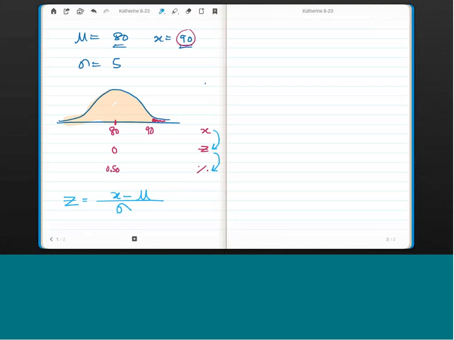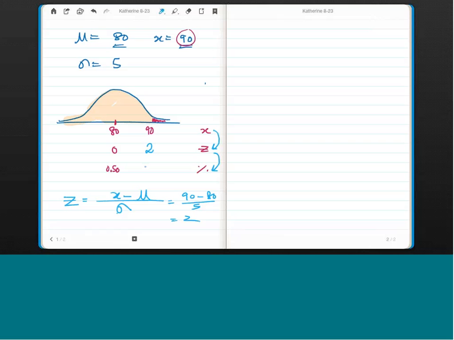What is X? 90. Mu is 80. And divide that by 5. That equals 2. So you know the Z score for you was 2. Now you can look up the table, or you can use the calculator.